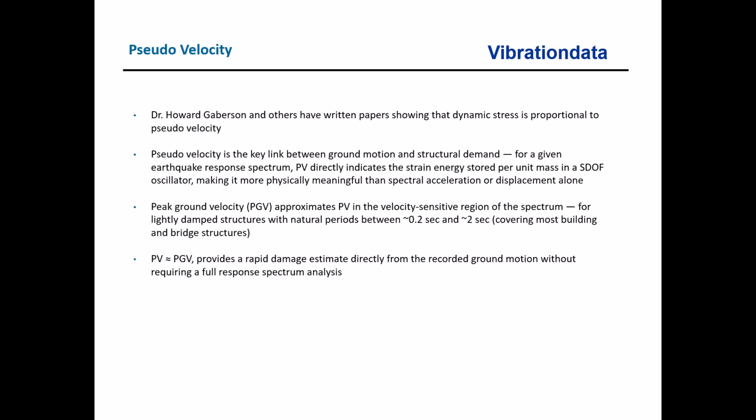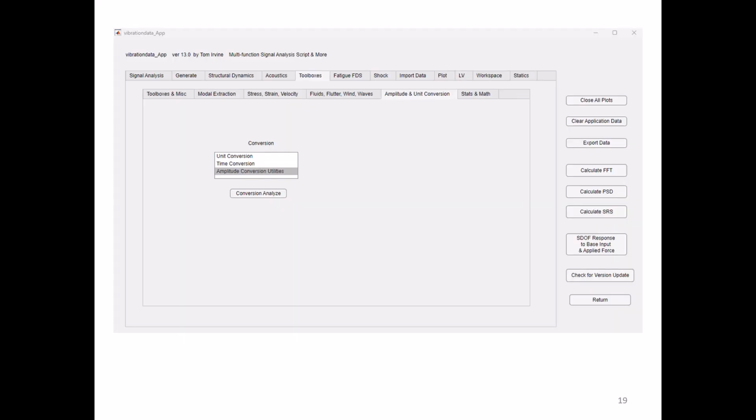The peak ground velocity, PGV, approximates PV in the velocity-sensitive region of the spectrum, for lightly damped structures with natural periods between 0.2 seconds and about 2 seconds, covering most building and bridge structures. The PV, the pseudo-velocity, is approximately equal to peak ground velocity. That relationship provides a rapid damage estimate directly from the recorded ground motion without requiring a full response spectrum analysis. Let's then go to toolboxes and amplitude and unit conversion.